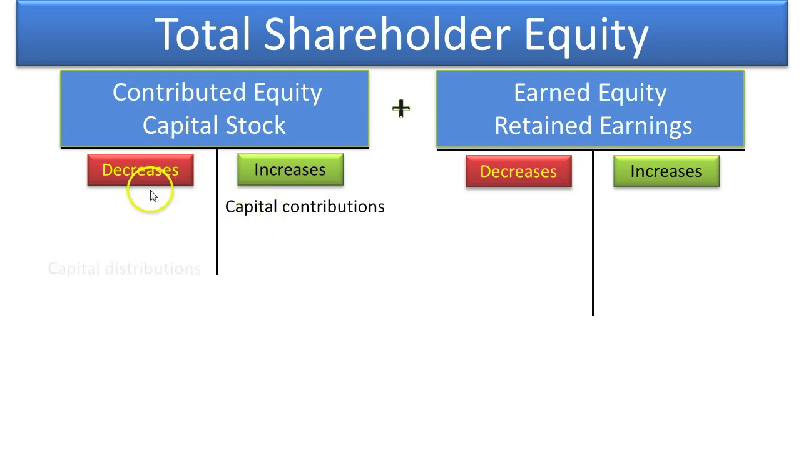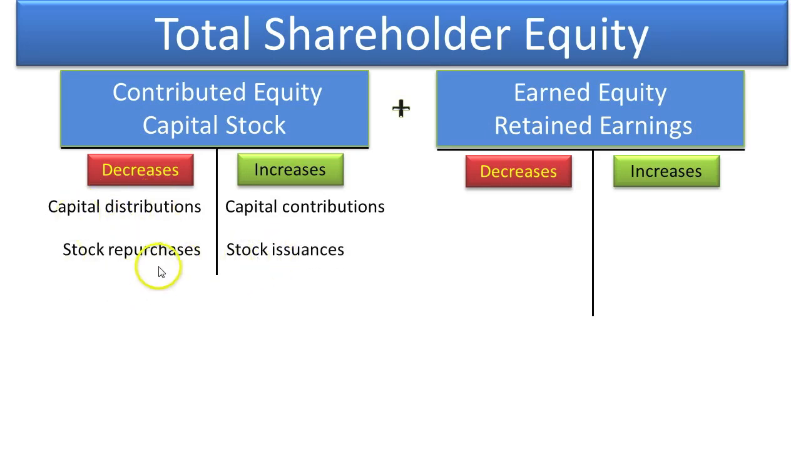What would cause it to decrease? If the company were to distribute capital back to the owners, that would decrease their capital stock account. If they issued new stock, that would increase it. If they were to buy the stock back, that would decrease it. Over to our earned equity, retained earnings. It increases when we have revenues and gains, decreases when we have expenses and losses.